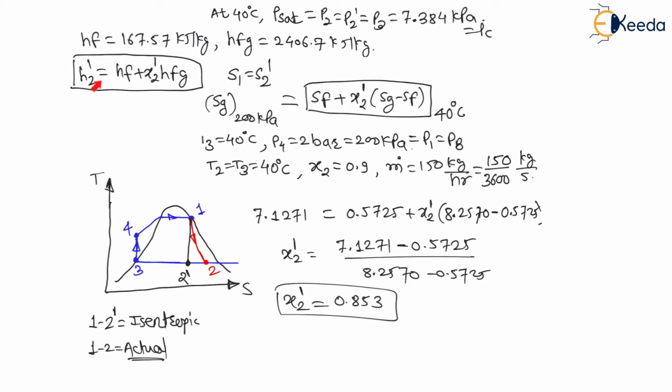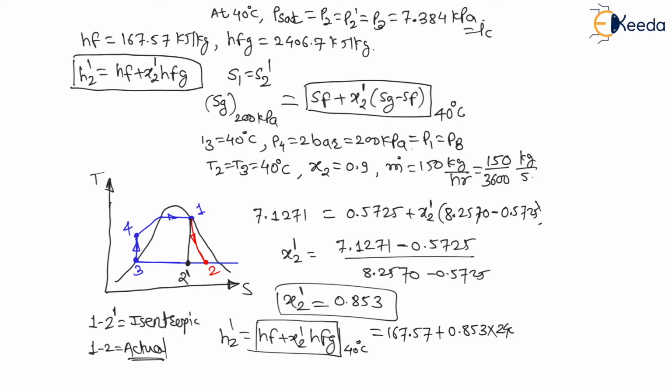Now if I put these values in H2 dash, then H2 dash will be equal to HF plus X2 dash HFG. 2 dash is at 40 degrees Celsius, therefore these values we have to check at 40 degrees Celsius. HF value at 40 degrees Celsius we have already written here, and HFG also. Therefore HF is 167.57 plus x2 dash is 0.853 into HFG is 2406.7. From this we will get H2 dash. I think the value will be 2220.4 kilojoule per kg. This will be the value of H2 dash.